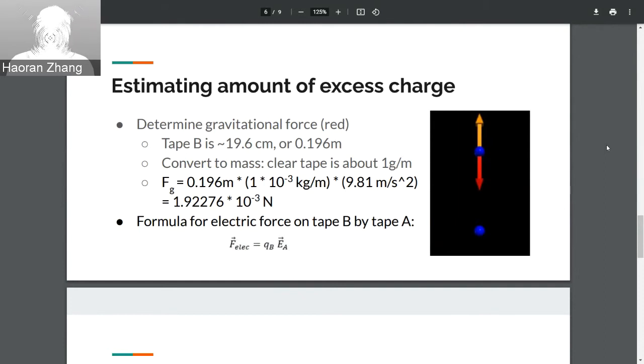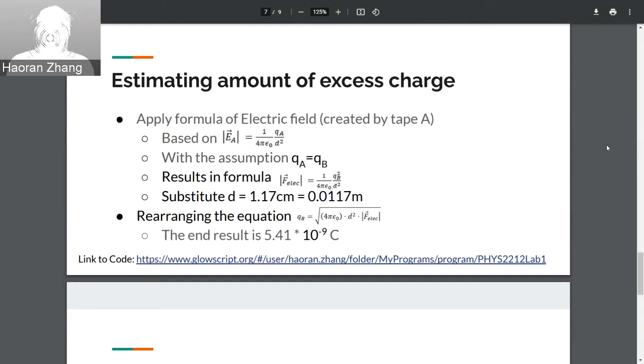Next, we want to apply the formula for electric force on tape B by tape A, and using the next formula, we can jump to the next slide. Next, we want to expand the formula on the next slide. So firstly, we want to use the formula of electric field that is mainly about tape A. Next, we come with our original assumption that both tapes have the same charge.